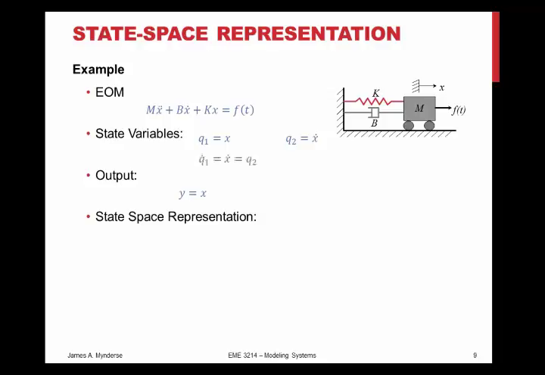And so Q1 dot is x dot, which is the velocity, which is equal to Q2. And Q2 dot is equal to x double dot. And I'm going to choose my output y equals x, and that's just based on assuming that I only care about the position of the block, and there's really not a lot else in this example to look at. And so I can write out my state equation. So x double dot is negative b over m x dot minus k over m x plus 1 over m f of t. That's just rearranging algebraically.